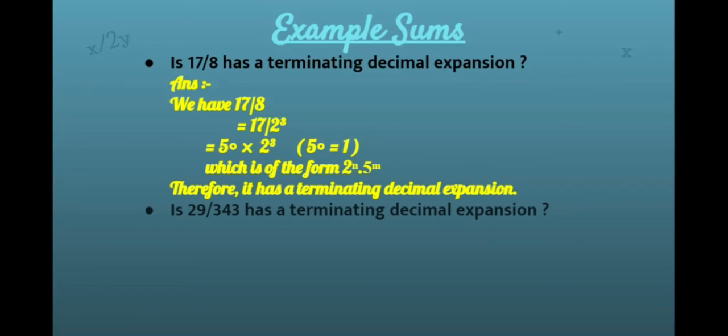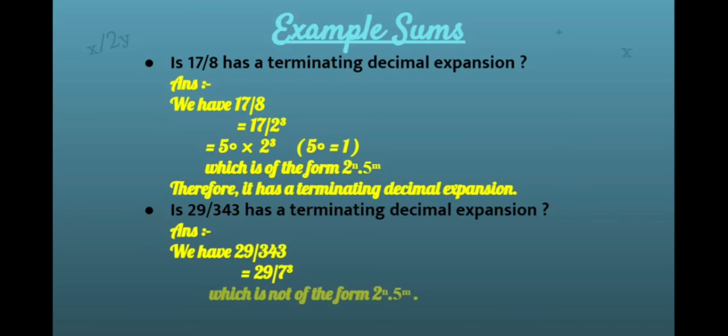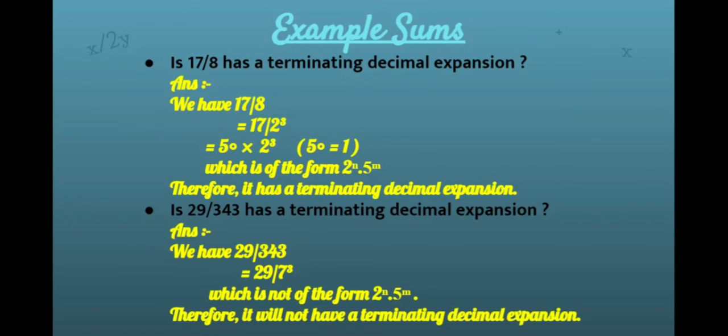Does 29 by 343 have a terminating decimal expansion? It is the second question. Let's see the answer. We have 29 by 343. We need to prime factorize the denominator, which will give 29 by 7 cube, which is obviously not in the form of 2 power n into 5 power m. Therefore, it will not have a terminating decimal expansion.